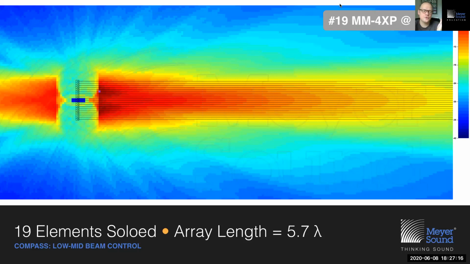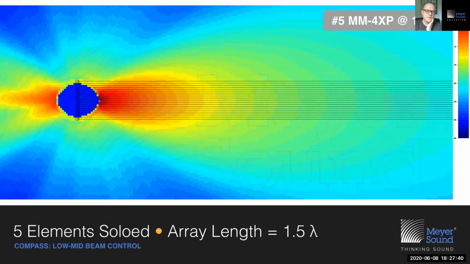And that is all due to phase steering, where you see that the narrowing of the beam is a function of the length of the line. And that is the driving mechanism at low frequencies for line arrays. It is the line length which dictates the width of the beam in the vertical at low frequencies.